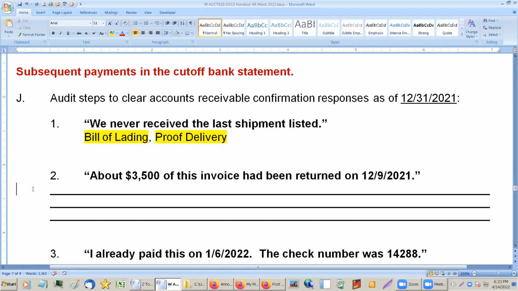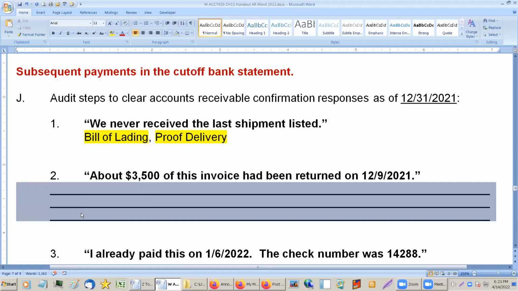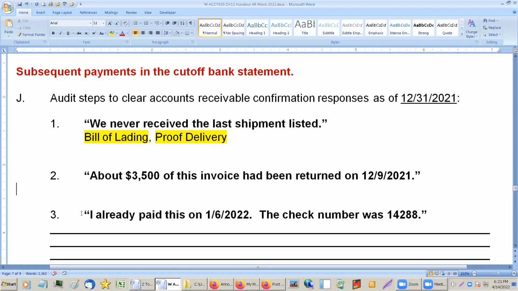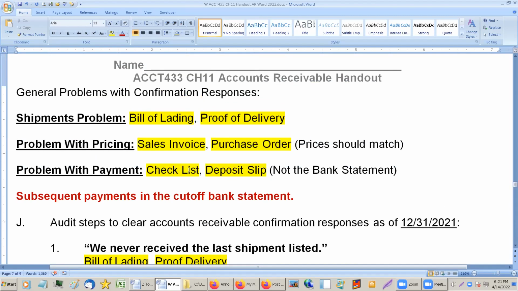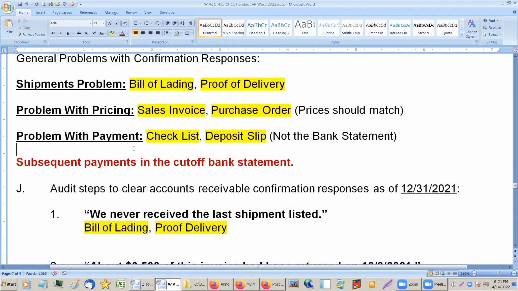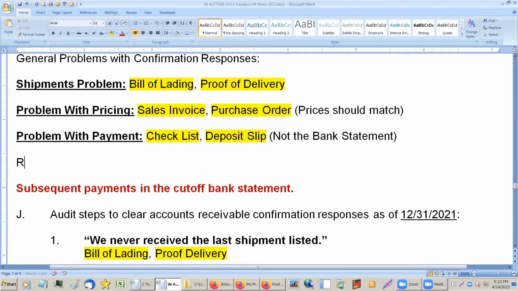Okay, oh, here's one I didn't go over. About 3,500 of this invoice had been returned on 12/9/2021. I did not go into that one. Returned merchandise. For returned merchandise, you're going to look for the receiving report.